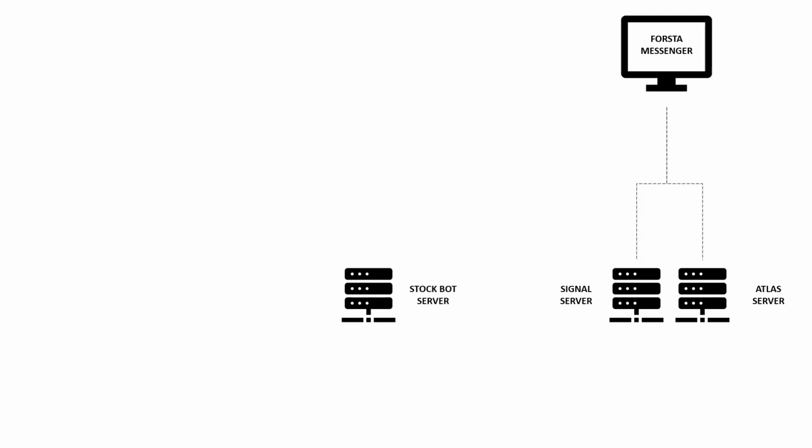The StockBot is a full-stack application that includes a server which communicates to Forsta's Atlas and Signal servers using Relay REST Gateway. Relay REST Gateway provides an API to the Atlas server and WebSockets to the Signal server, which allow the bot to authenticate via Atlas and send and receive messages via Signal. Relay REST Gateway lives locally on the StockBot server and is built atop Forsta's open source LibRelay SDK.